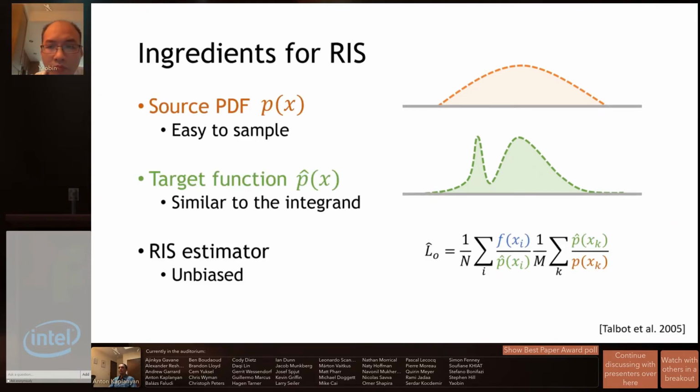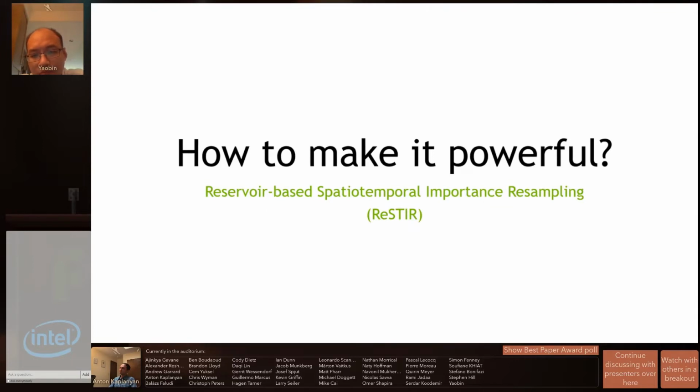From these steps, we can see some ingredients for resampling. The first one is the source PDF, which should be easy to sample. And the second one is the target function, which should be similar to the integrand. And the last one is an RS estimator, which is unbiased. Now we have resampling. The next question is how to make it powerful. The answer is a technique called reservoir-based spatiotemporal importance resampling, or ReSTIR.